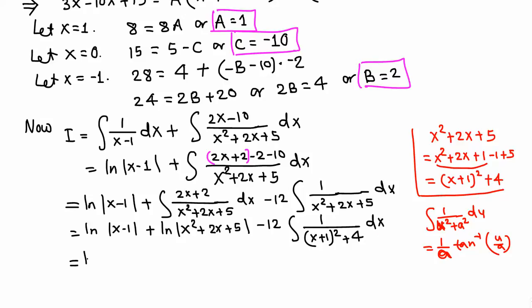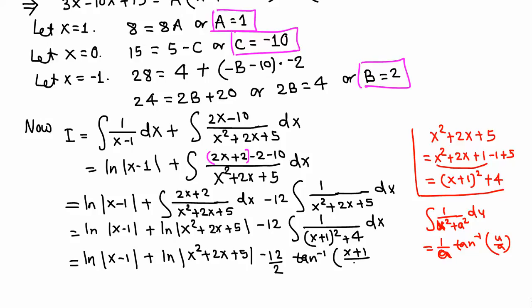Then this is natural log of x minus 1 plus natural log of x squared plus 2x plus 5 minus 12 times, using this formula, this is tangent inverse, 1 over a, that's 4 is 2 squared, so 1 over 2, so 12 over 2, which is 6, tangent inverse of u over a, so x plus 1 over 2, that's the final, plus c, and 12 over 2 is in fact 6.